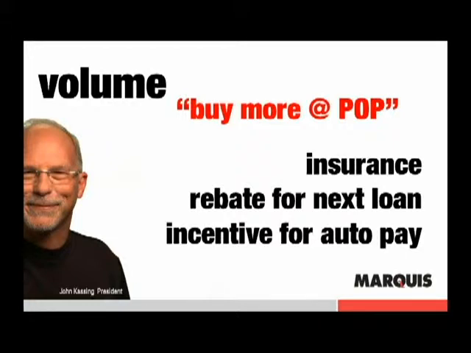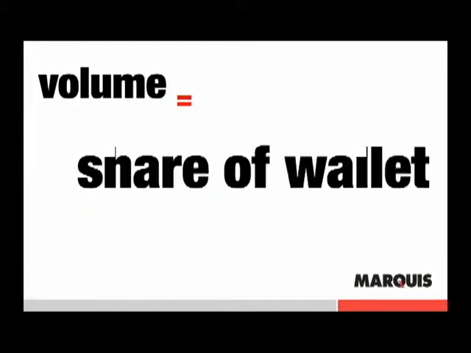So things like cross-selling insurance. I'm sitting at your desk and you've just booked a $35,000 vehicle loan. How can you turn that $35,000 loan into a $135,000 loan? Well, offering incentives to move loans while I'm sitting in front of you is one of the most effective guerrilla tactics to grow more loans. Incentive for auto pay. All of those kinds of things sum up to really engage someone around volume and buying more at that point of purchase.